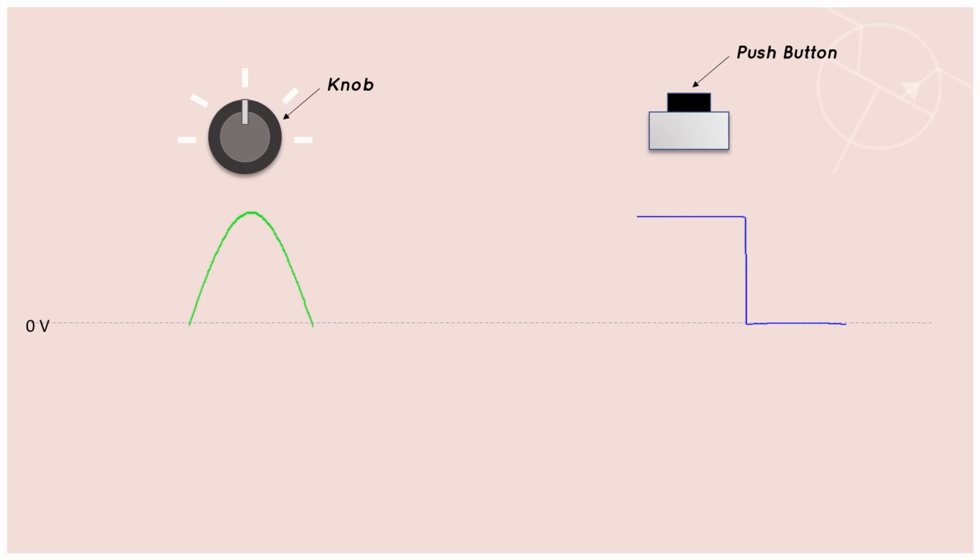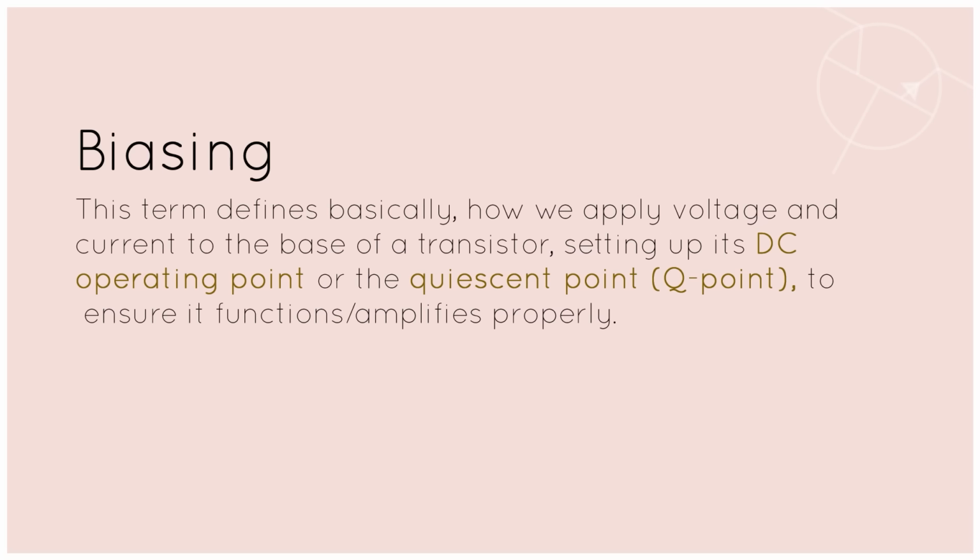Now back to the term biasing. It defines basically how we apply voltage and current to the base of a transistor, setting up its DC operating point or Q point to help it operate properly. So once we are calculating how much current and what voltage should be on our base, we are planning and calculating how best to bias our transistors.